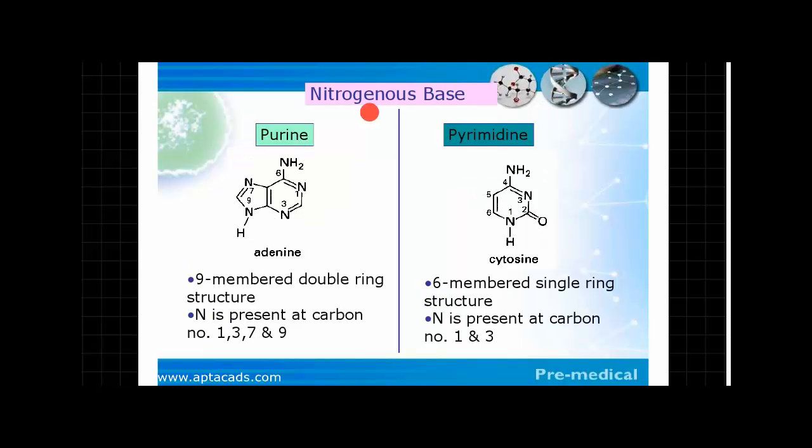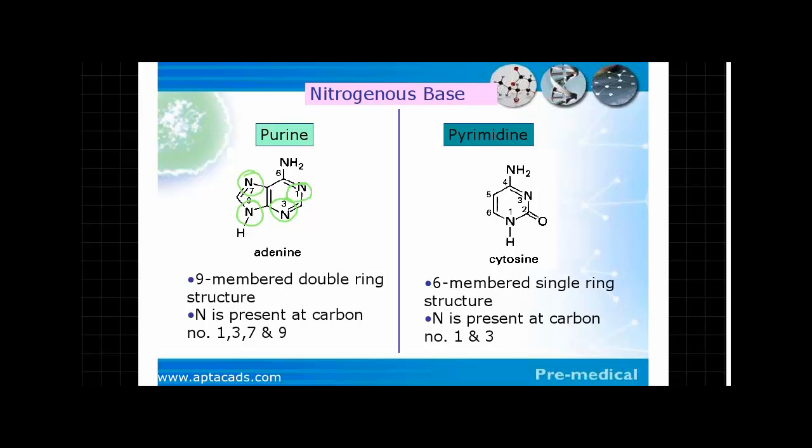Now let's talk about the nitrogenous bases. Now there are two types of nitrogenous bases. One is the purine and second is the pyrimidine. Now purine is a 9-membered double ring structure, and in purine nitrogen is placed at a specific position. These are the carbon number 1, the carbon number 3, the carbon number 7, and the carbon number 9.